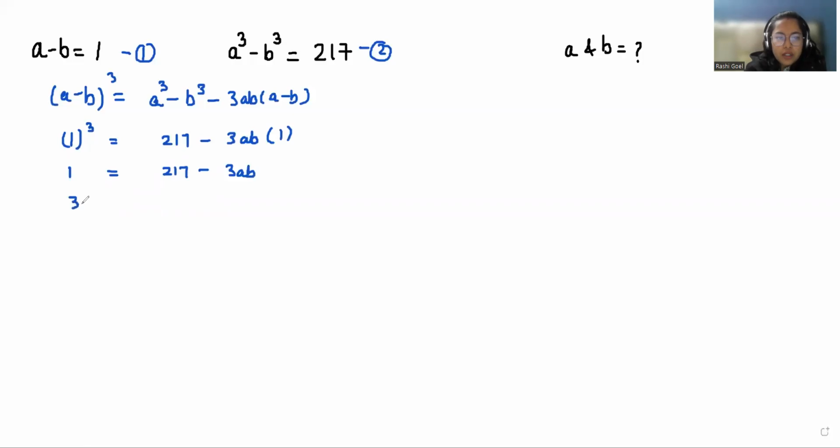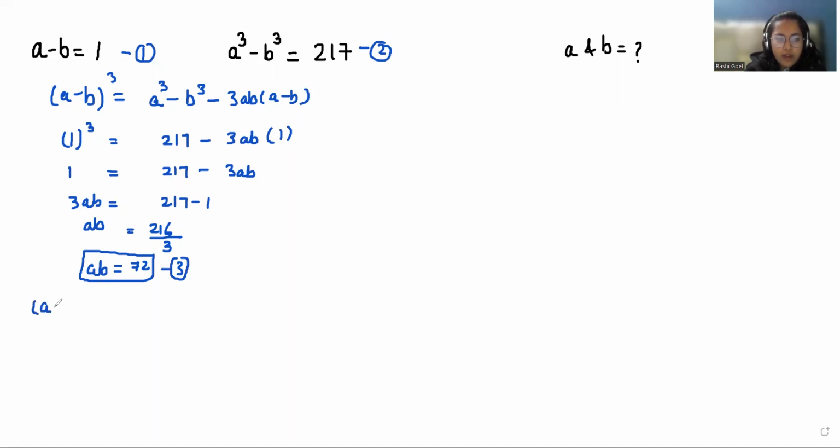So 1 is equal to 217 minus 3ab. This 3ab goes to the other side and 1 comes to this side. So ab is equal to 216 by 3. So ab is equal to 72. I'm considering this as equation number 3.